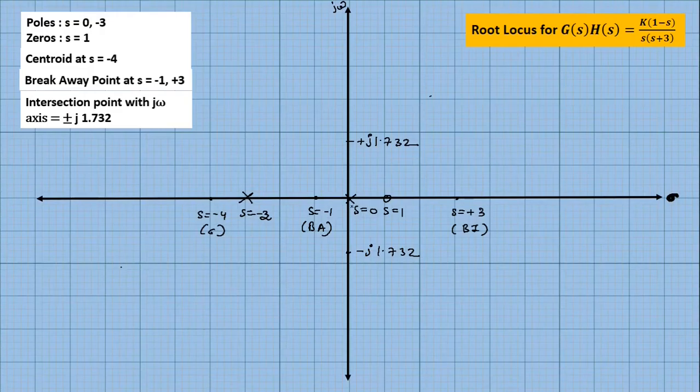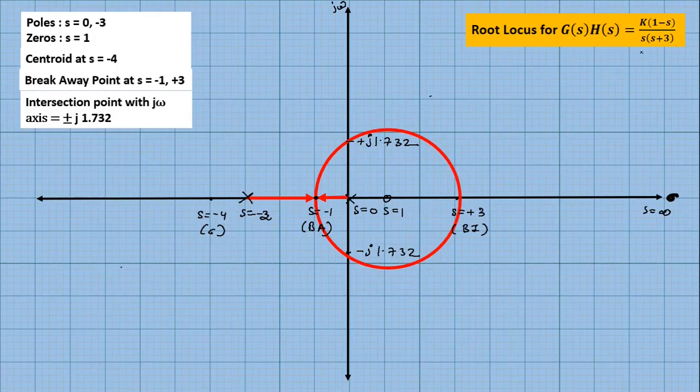That means the branches of root locus from these two poles will approach towards this breakaway point and divide into two different branches. Like this, the branches of the root locus will come from the s is equal to 0 and s is equal to minus 3 poles and approach towards this breakaway point and divide into two different branches. They cut this imaginary axis at plus j 1.732 and minus j 1.732, and after cutting this, the root locus branches will pass through this break-in point. So the root locus will look like this, which is a circle.